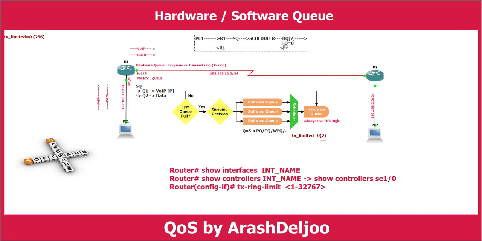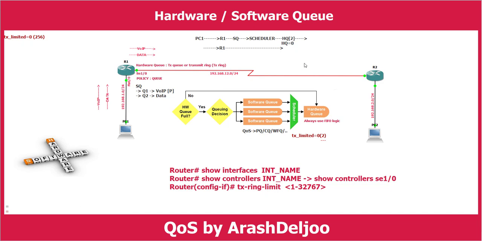Now the hardware queue is at 0. We don't use the software queue. Automatically, the traffic, directly after being received, goes to the hardware queue. Look at here, now you can better understand it. We have received the traffic. The first check is: is the hardware queue full? If no, it means the hardware queue has some space, and the traffic goes directly to the hardware queue and can be sent. But if the hardware queue is full and we have a queuing decision mechanism, the traffic goes to the software queue, then to the scheduler, and then to the hardware queue.